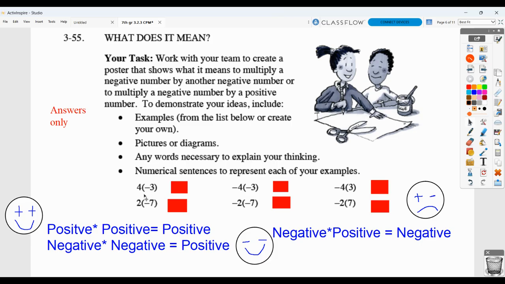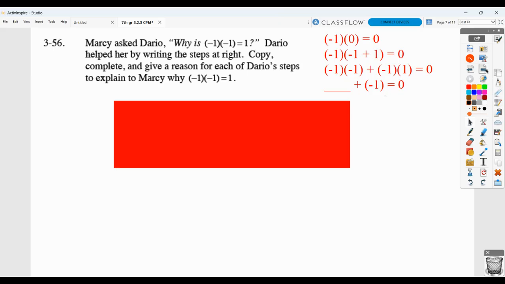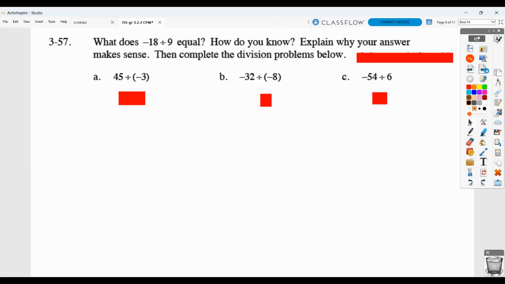So positive times negative should give you negative. Negative times negative should give you positive. Negative times positive should give you negative. So hopefully you got those all correct. I'm not going to have you worry about 356. It just talks about the mathematics behind why that works.